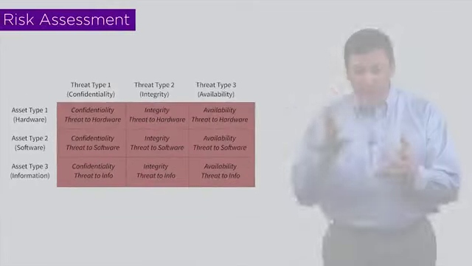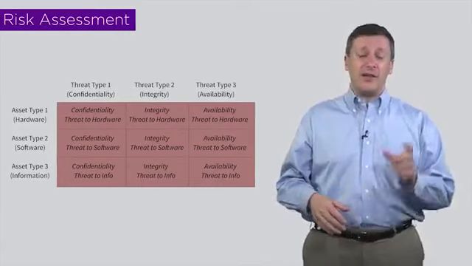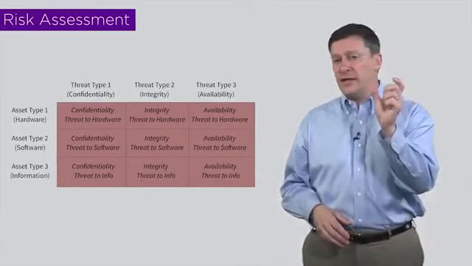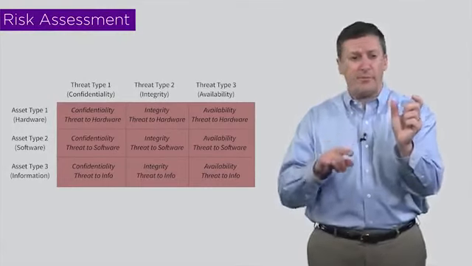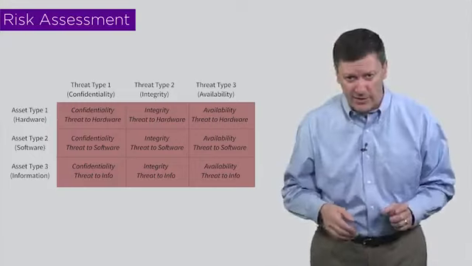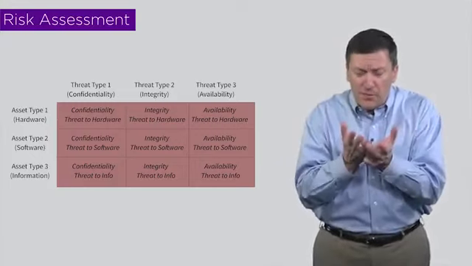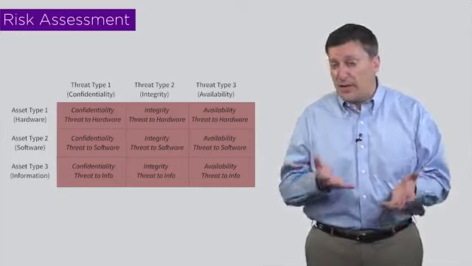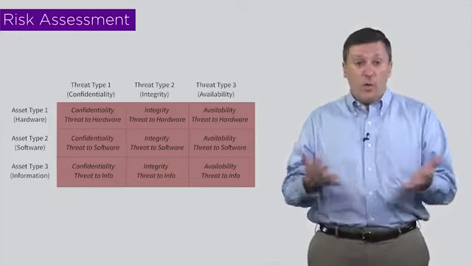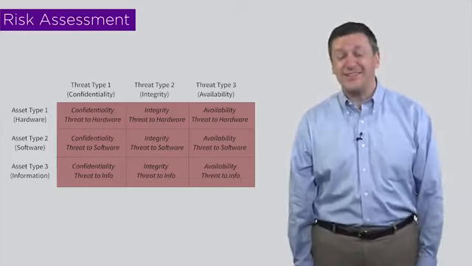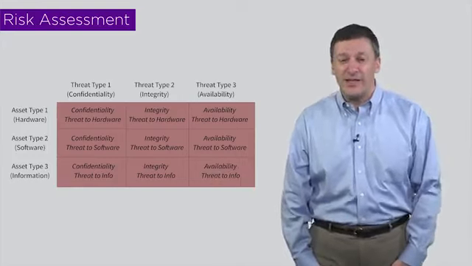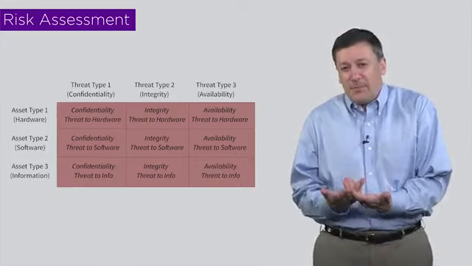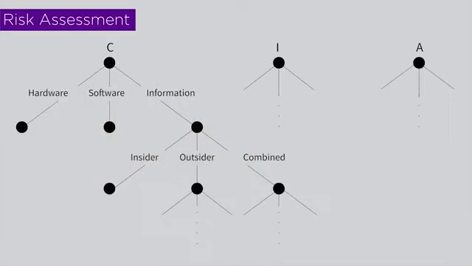Does that make sense? As I look at a pairing between an asset like your hardware and a threat like confidentiality, and I come to some determination that perhaps the cross product is low risk, where did that come from? How did I determine that something is low risk? We've talked earlier about a couple of different techniques, one of them being threat trees.